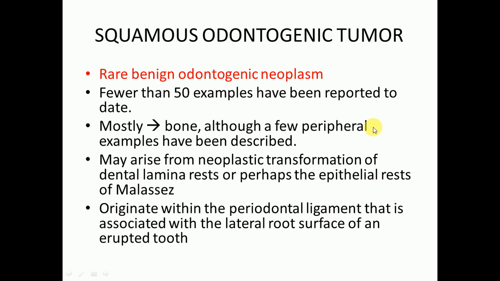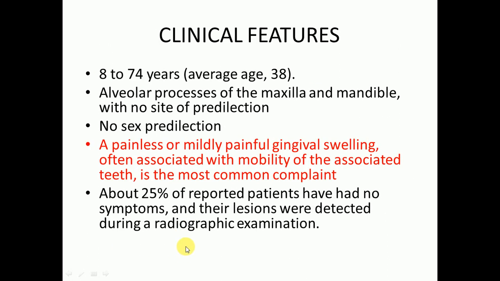Peripheral means it will be present in the soft tissues, and it may arise from the neoplastic transformation of dental lamina rests or perhaps the epithelial rests of Malassez, originating within the periodontal ligament that is associated with the lateral root surface of an erupted tooth. Okay, not unerupted, it is an erupted tooth, unlike that of the ameloblastoma and the calcifying epithelial odontogenic tumor. Here we have an erupted tooth.